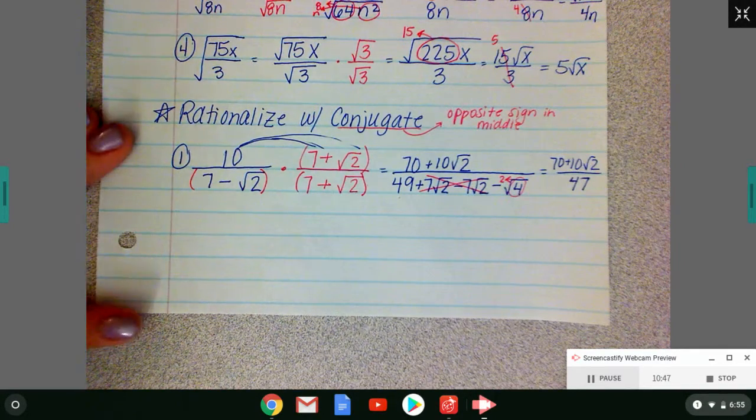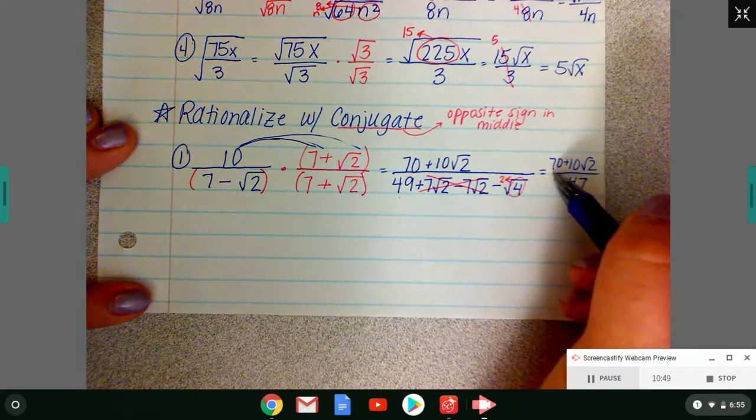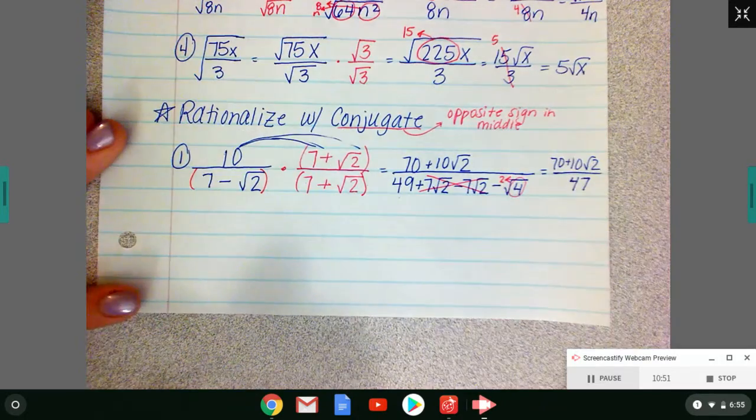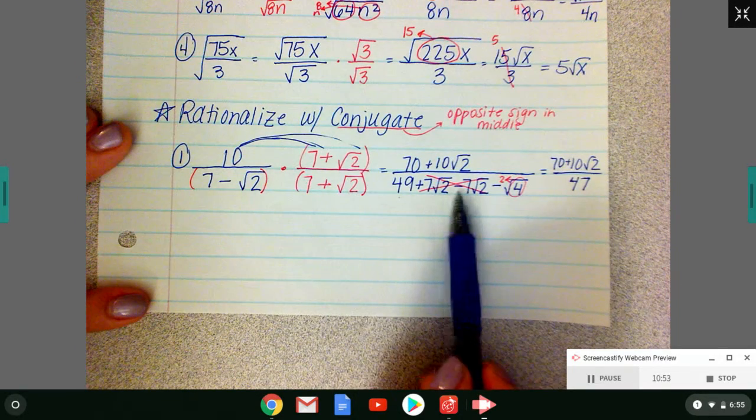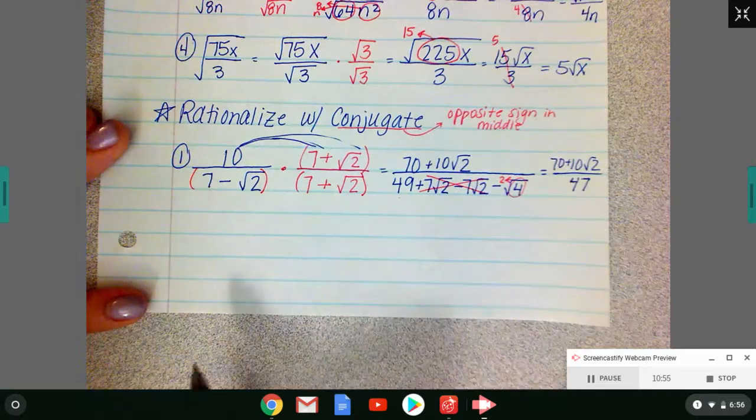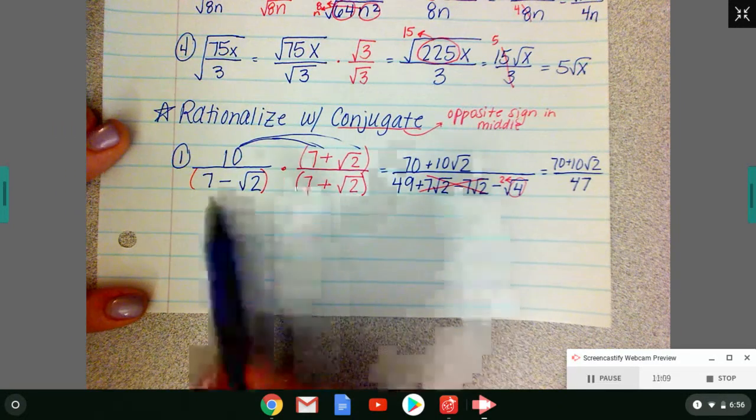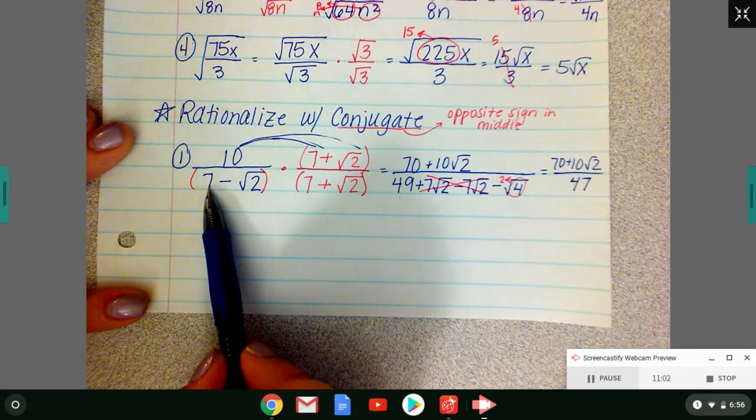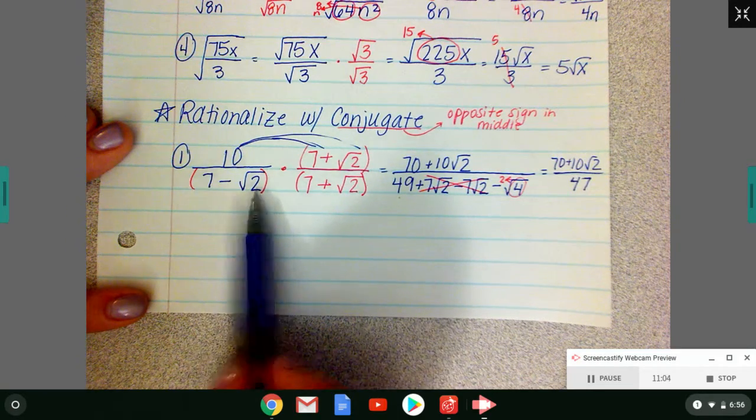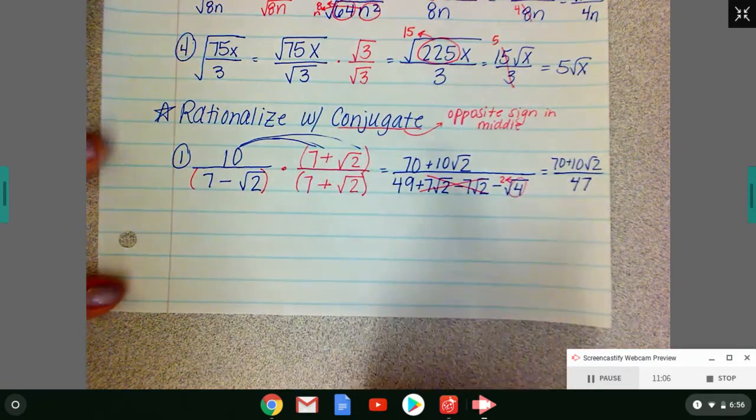So there's no simplifying I can do here. 47 is prime, so there's nothing I can mess with. But that's the game plan here. And if you notice this trick and you want to jump right to that, you can. The trick or the shortcut after you multiply by the conjugate would be to square 7 and square 2 and subtract them.